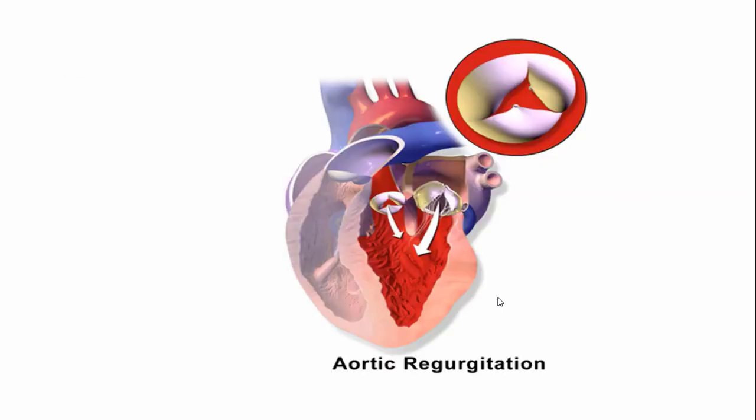This is the drawing showing the leaking aortic valve, and due to the leaking of blood, the left ventricle will undergo hypertrophy, and eventually the left ventricle will become stiff such that it cannot pump any extra blood, and the patient may have heart failure.